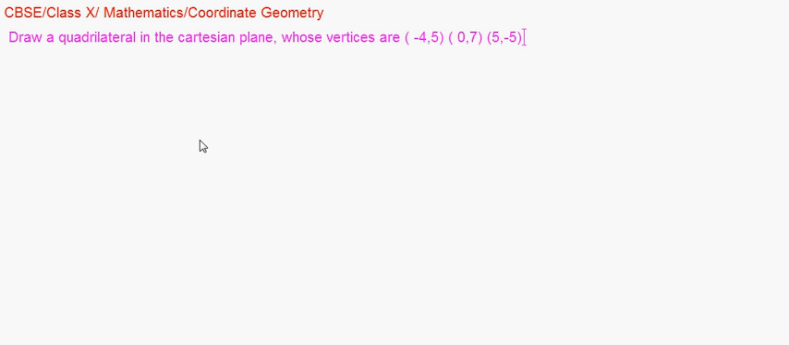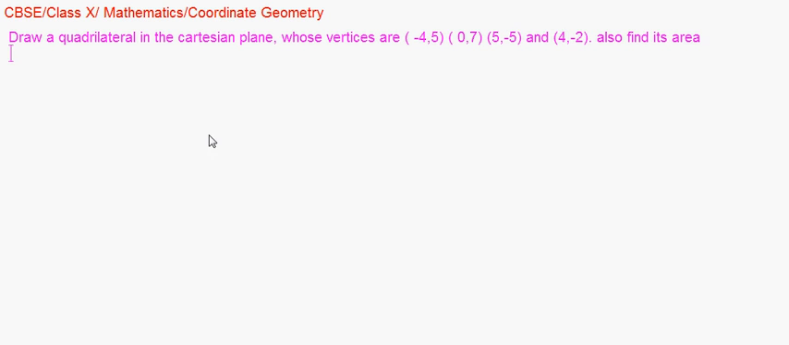It says draw a quadrilateral in the Cartesian plane whose vertices are -4, 5, 0, 7, 5, -5, and 4, -2. It also says find its area.